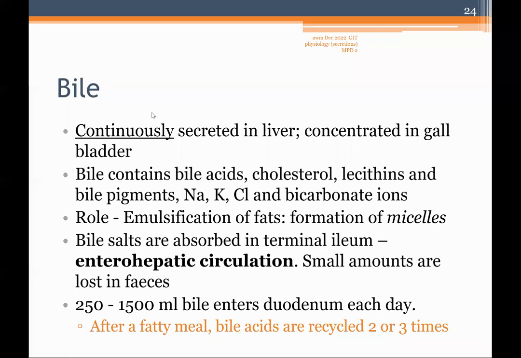Now, emulsification is, for example, if you took a teaspoonful of oil and swallowed it, it would form lipid droplets. But the droplets would be so big that the enzymes would not be able to effectively digest that lipid droplet. So what happens is that you get emulsification. The bile helps in breaking up those lipid droplets into tiny, tiny droplets.